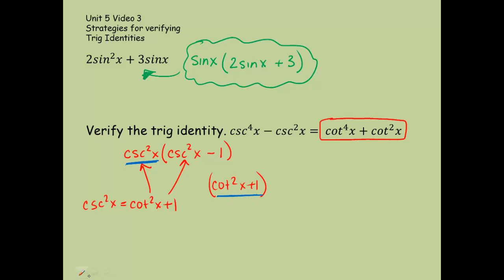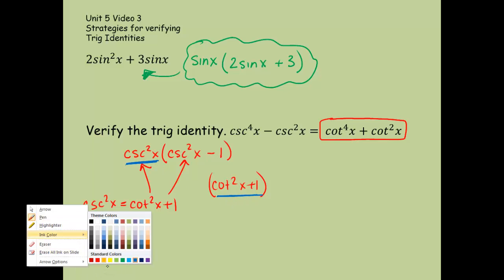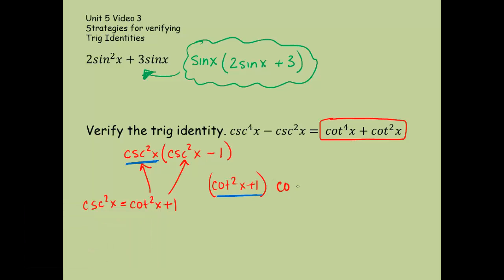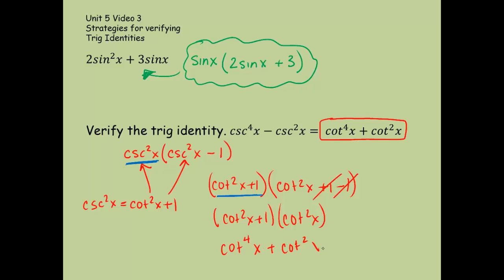And then my second one is going to be cotangent squared of x plus 1 minus 1, which will simplify down to cotangent squared of x plus 1 times cotangent squared of x. If I distribute this backwards, I get cotangent to the 4th power of x plus cotangent squared of x. And that is exactly what I was looking for to verify this.